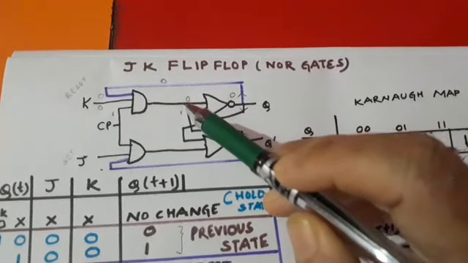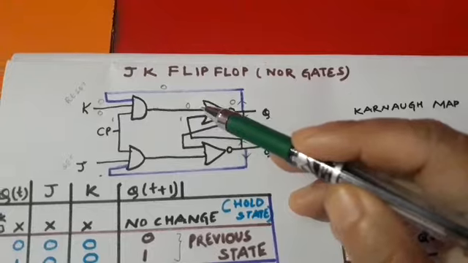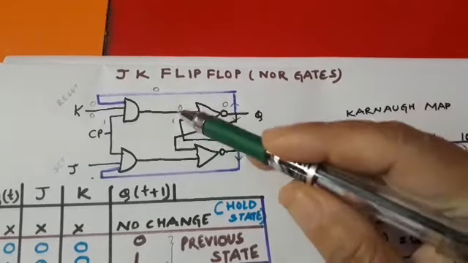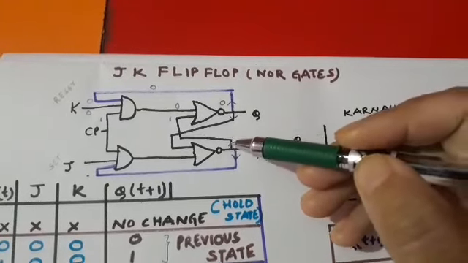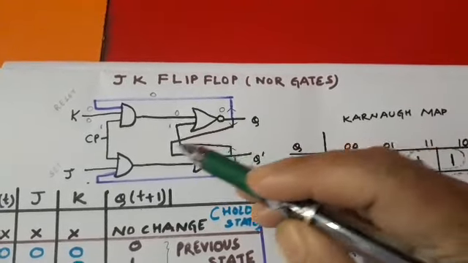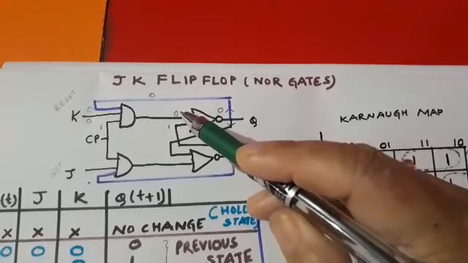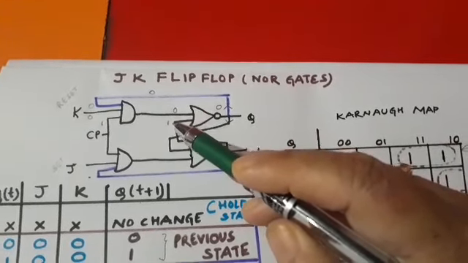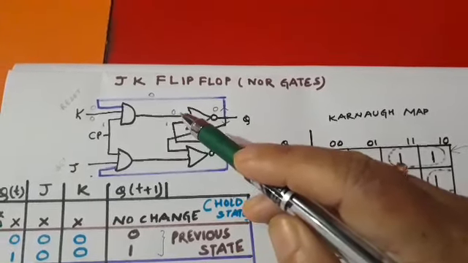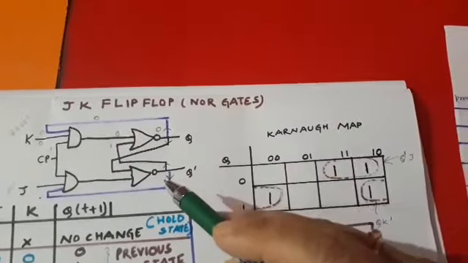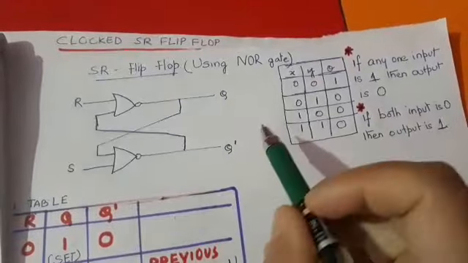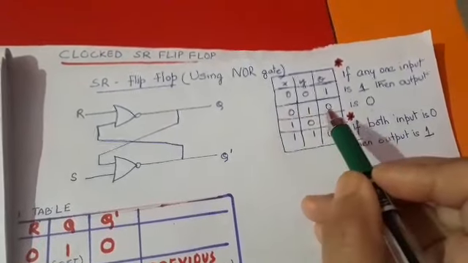Okay, so one input is 0, and the other input is Q prime. This line is coming Q prime. So if Q is 0, at that instant, Q prime will be 1. So from this line we are getting 1. So one input is 0, the other one is 1. And we know that in a NOR gate, if 0 and 1 are the inputs, the output will be, I will show you again. So 0 and 1 will be 0.